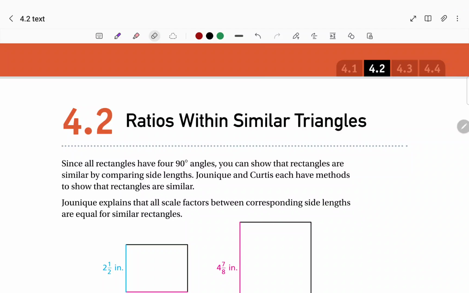In this video, we're going to be taking a look at 4.2, ratios within similar triangles. In the previous video, we looked at parallelograms. Now we are going to be looking at triangles. Everything is very much the same. The only difference is, again, we're looking at triangles.